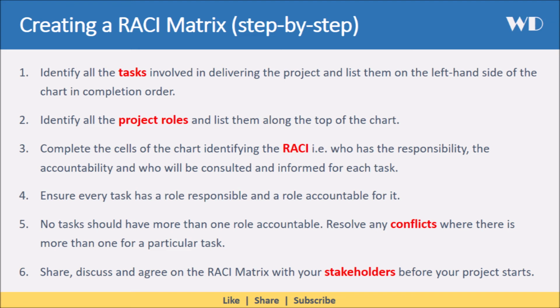Next, ensure every task has a role responsible, and a role accountable for it. No tasks should have more than one role accountable. Resolve any conflicts where there is more than one for a particular task. Lastly, share, discuss, and agree on the RACI matrix with your stakeholders before your project starts.